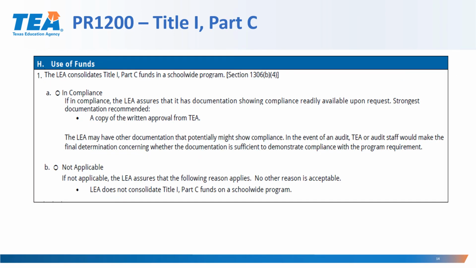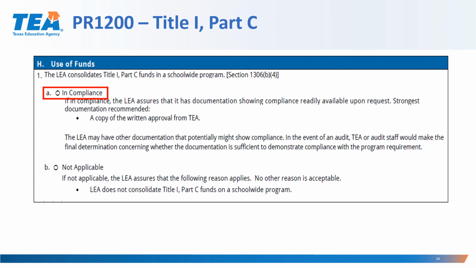Program Requirement H, Use of Funds. 1. The LEA consolidates Title I Part C funds in a school-wide program. If the LEA indicates that they're in compliance, the LEA assures that it has documentation showing compliance readily available upon request. And this is the strongest documentation recommended: a copy of the written approval from TEA. The LEA may have other documentation that might potentially show compliance.